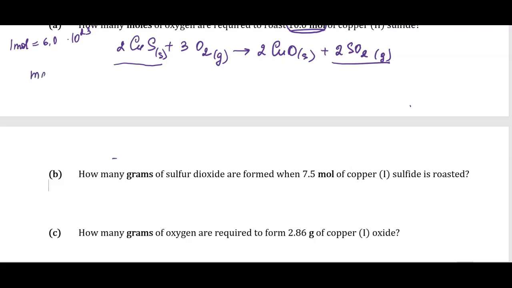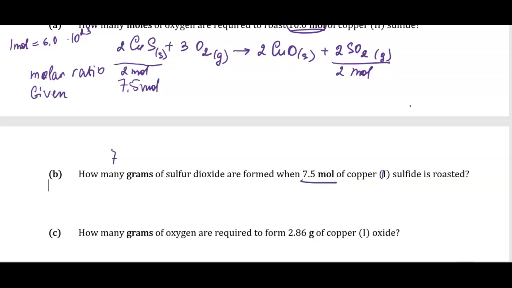And you always start with the molar ratio. The molar ratio shows us the amount of moles which you need to have this reaction. So if you have 2 moles of copper sulfide, you will end up with 2 moles of sulfur dioxide, right? But it's given that 7.5 moles of copper sulfide is being roasted here. So given 7.5. And now this is a different way to calculate it.